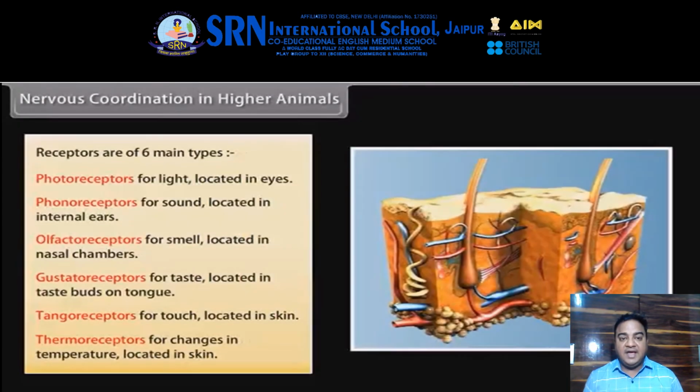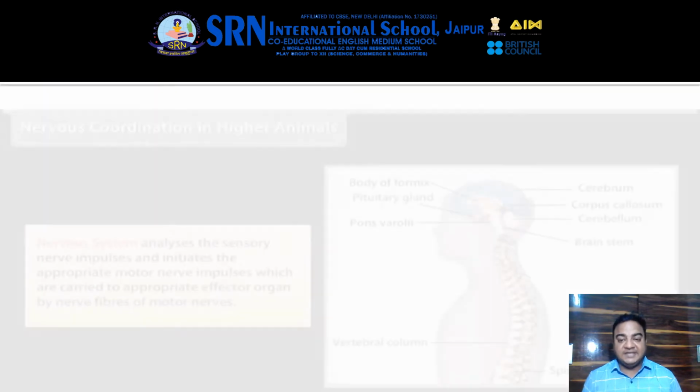Nervous control in higher animals is of six basic types depending upon the different types of receptors. They are photoreceptors for light located in the eyes, phonoreceptors for sound located in the internal ears, olfactory receptors, olfactory meaning smell, for smell located in the nasal chambers, gustatory receptors for taste located in the taste buds on the tongue, and tangoreceptors for touch located in the skin. Besides this, we have thermoreceptors for changes in temperature located in the skin.